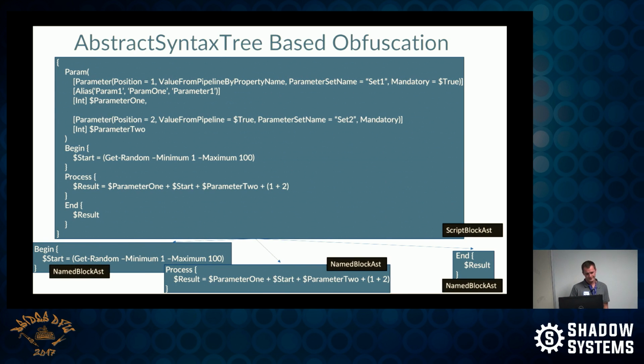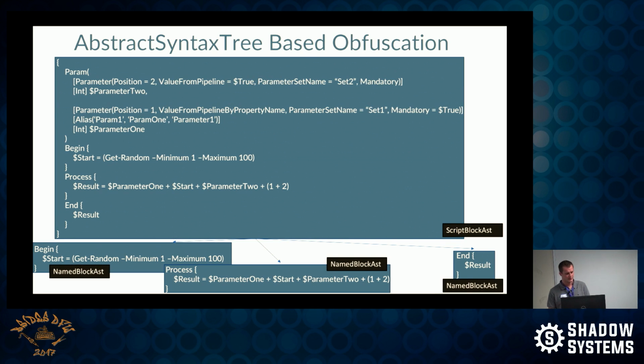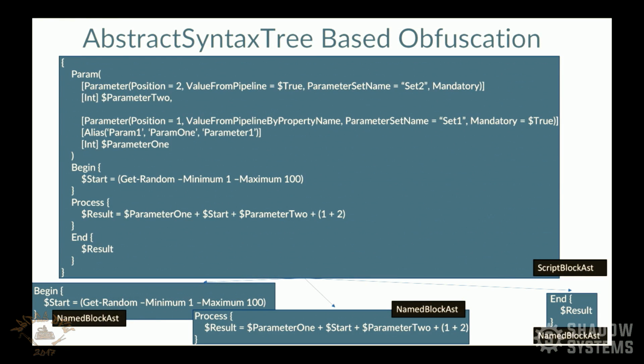larger script. And you can see this is the larger script block AST that contains that param block we were just looking at. So we'll first apply the param block obfuscation we just found, like that. And now we'll look at the first named block, which is that begin block. And you can see we're just assigning a variable named start to some random value. It turns out when we assign variables, we don't need to use the variable equals expression. We can use something called set variable, which will do that for us.